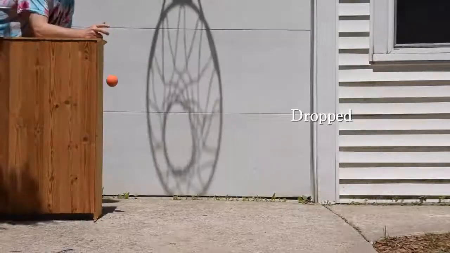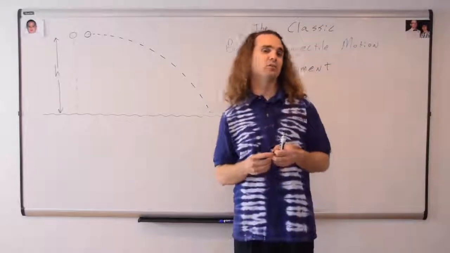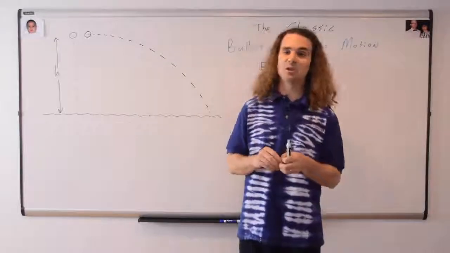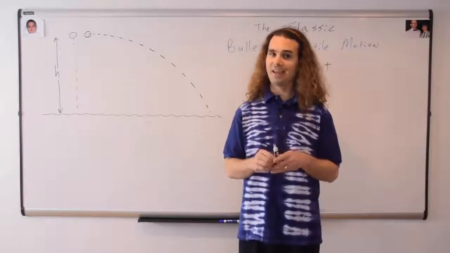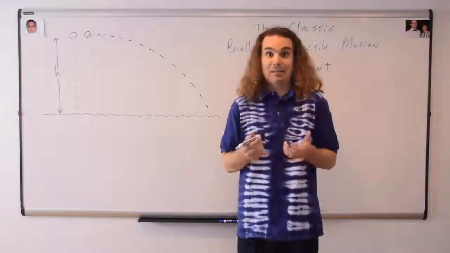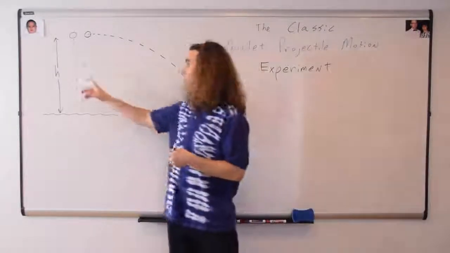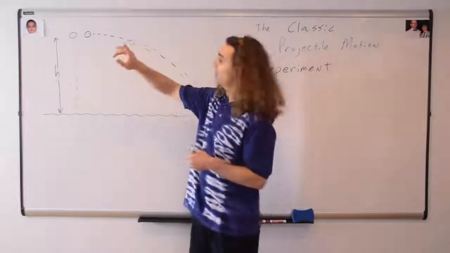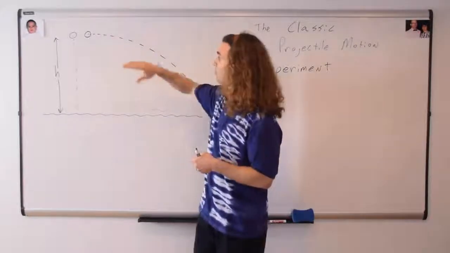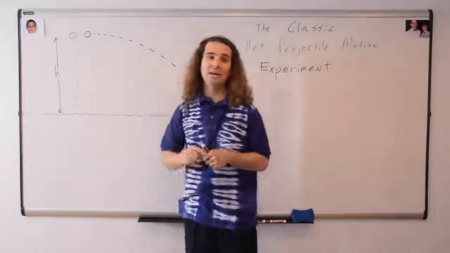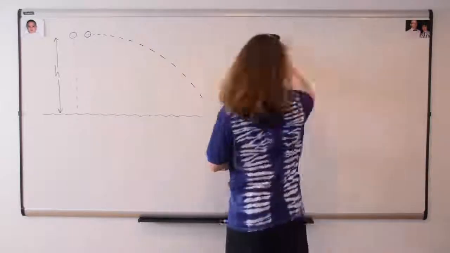What do you think? As you can see from the video, rather than using bullets, we're going to use a crossball, which will yield the same results and cost a lot less money. So we have one crossball that is dropped and simultaneously a crossball that is launched horizontally, both from the same height, which we are going to identify as H.